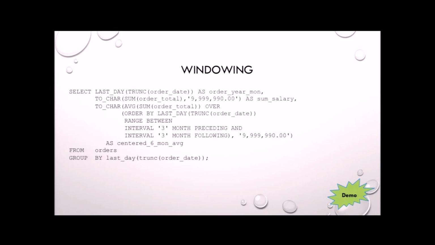Okay. And I switch tables here. I go over to the orders table, and I want a 3-month moving average that's centered. So I want 3 months prior, 3 months after. So I say range between interval 3-month preceding and interval 3-month following. So I'm looking at the previous 3 months. I'm looking at the future 3 months.